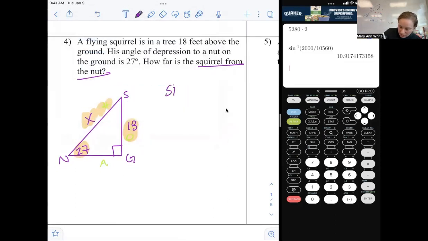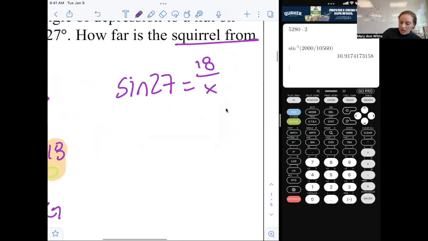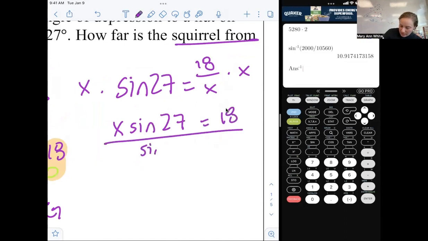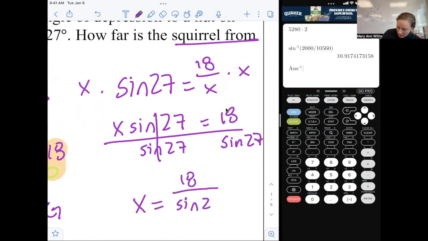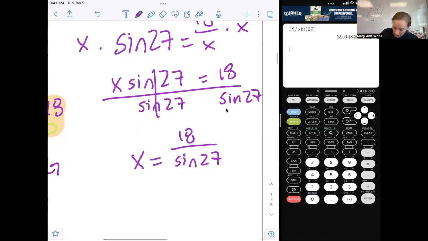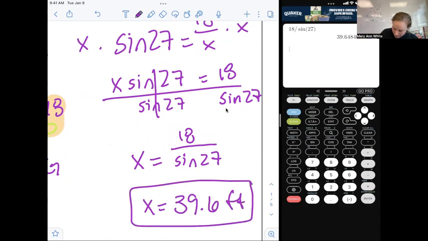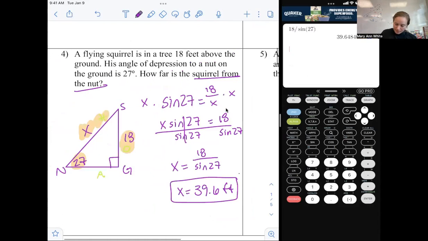Now, I know I tell you we do tangent a lot, but if you find yourself doing a few sines, but you know that you're doing it correctly, don't panic. Also, don't panic on solving this one. Get rid of your X so that you can get rid of that fraction. And then now we're going to divide by sine 27. I just taught this to my geometry kids, so I know I taught this to you 2 years ago, but sometimes we panic when it's not a super easy one. So I'm going to do 18 divided by sine 27. And I get 39.6 feet. Okay.